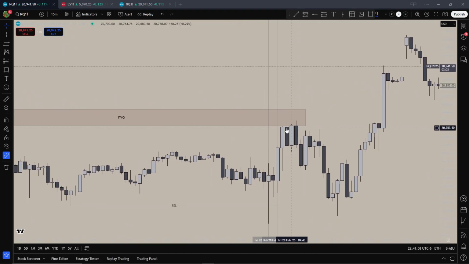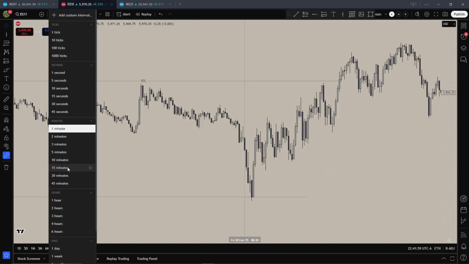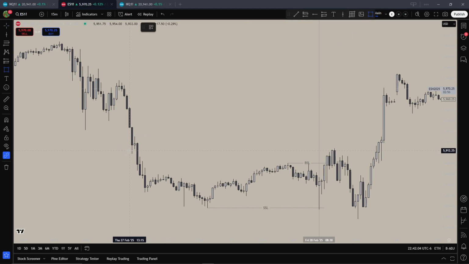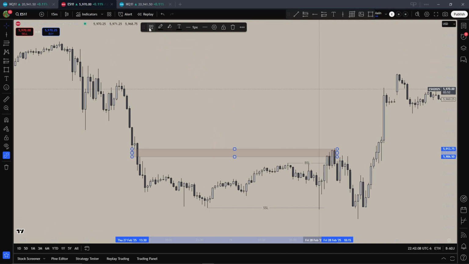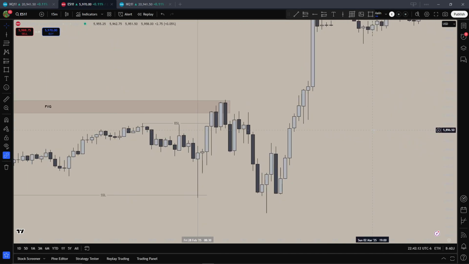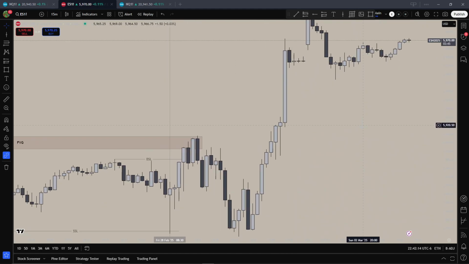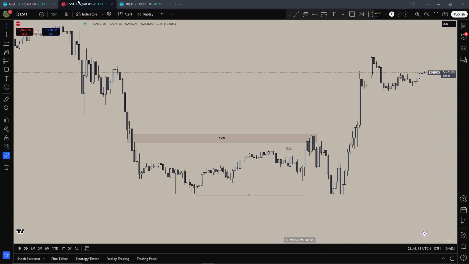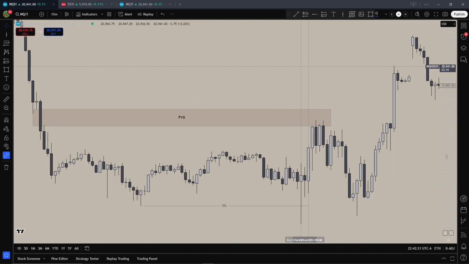And when price entered here, 15 for ES2, I wanted price to come down and manipulate before making the move up higher, which worked out perfectly. And I got the shorts to the downside, but we'll look into that right after.